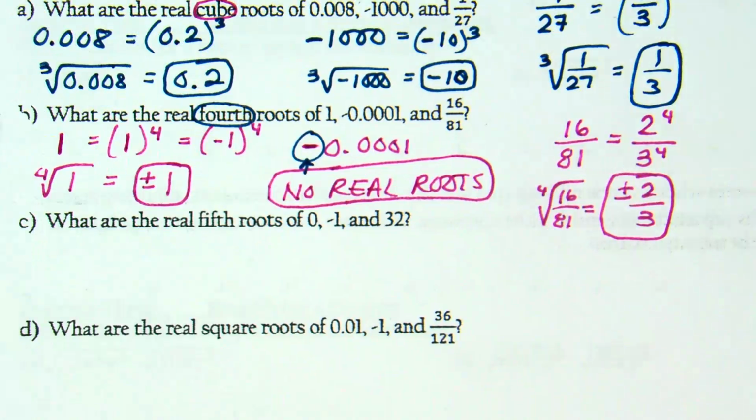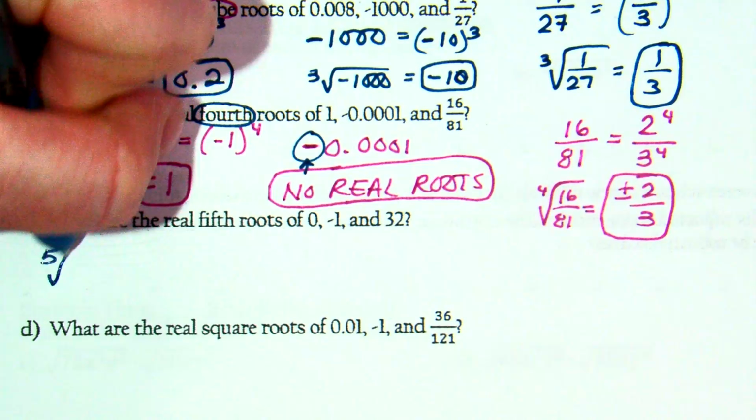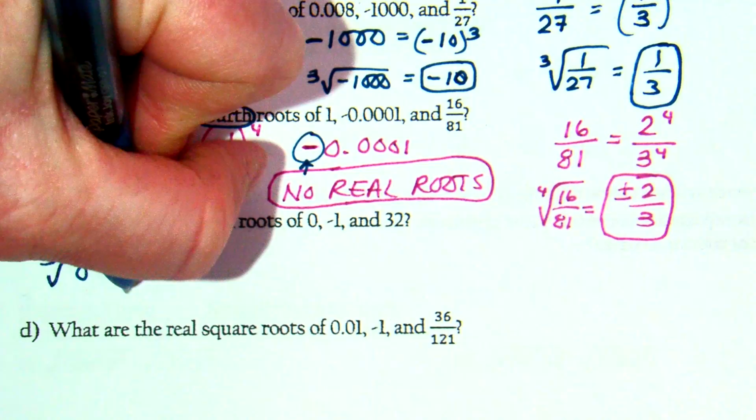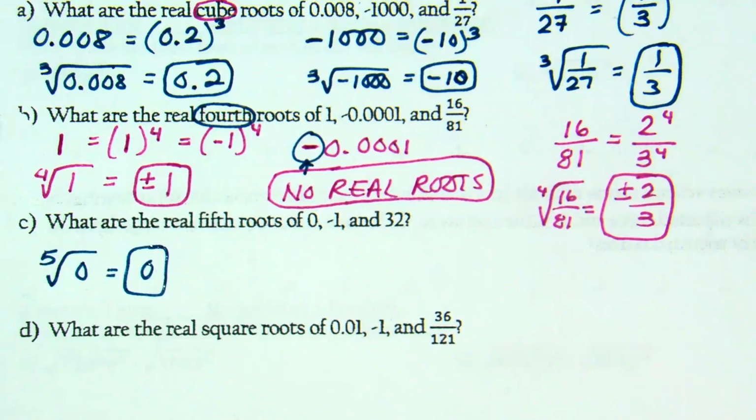5th roots of 0. What is any root of 0? 0. Because when you multiply 0, it's 0. So it doesn't matter what root we're talking about. In this case, the 5th root of 0 is 0. Okay?